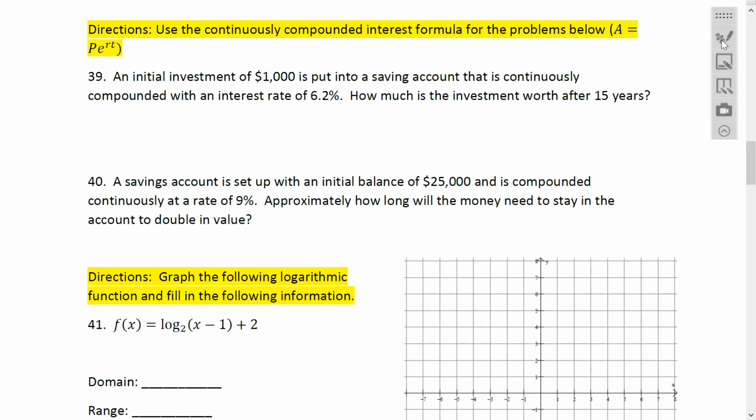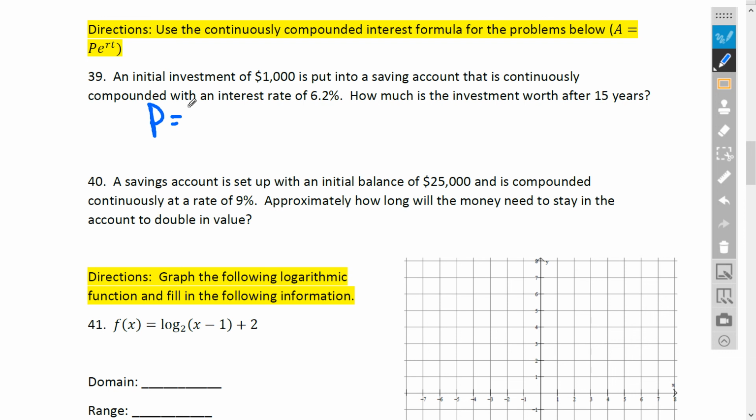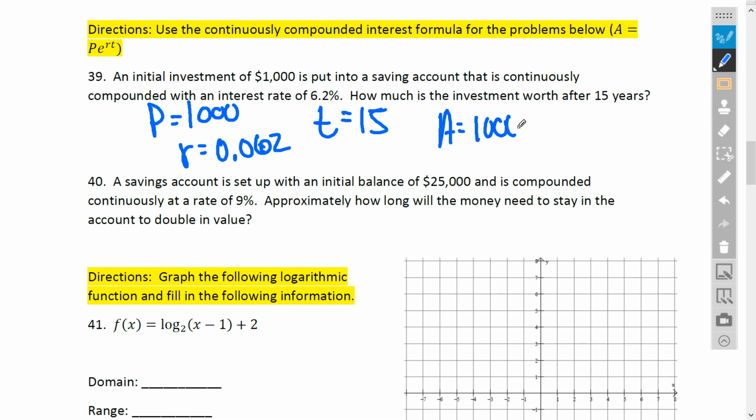Numbers 39 and 40, we were using the compounded continuously formula, A equals P times e to the rt. Number 39, initial investment of $1,000, so principal is $1,000. The rate is 6.2%, which as a decimal is 0.062. The time period is 15 years, so this will just be a matter of plugging into the formula. A is equal to 1,000 times e to the 0.062 times 15.